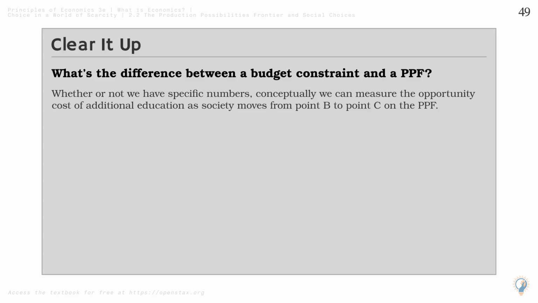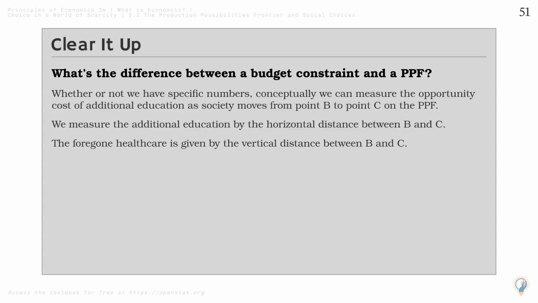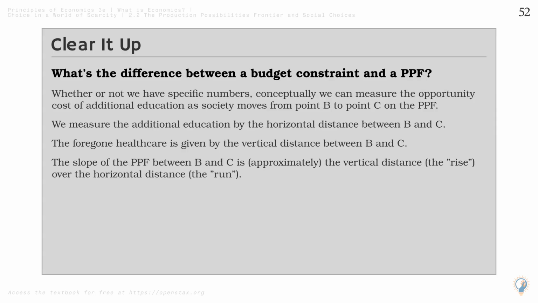Whether or not we have specific numbers, conceptually we can measure the opportunity cost of additional education as society moves from point B to point C on the PPF. We measure the additional education by the horizontal distance between B and C. The foregone healthcare is given by the vertical distance between B and C. The slope of the PPF between B and C is, approximately, the vertical distance, the rise, over the horizontal distance, the run. This is the opportunity cost of the additional education.